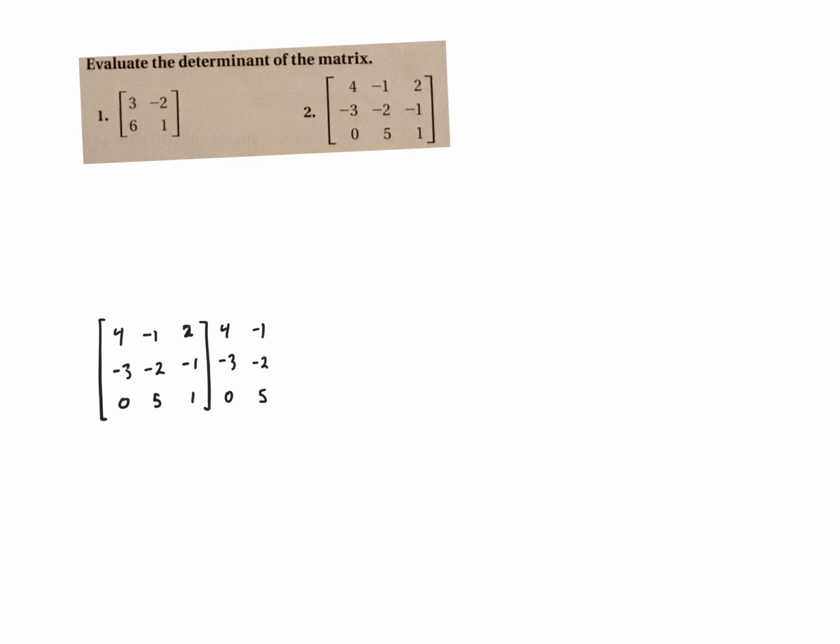Alright, so let's try some here. This one's going to be 3 times 1, which is just going to give me 3. Then subtract this product. 6 times a negative 2 is a negative 12. So it's going to be 3 plus 12, that would equal 15. The determinant of this 2x2 matrix is 15.